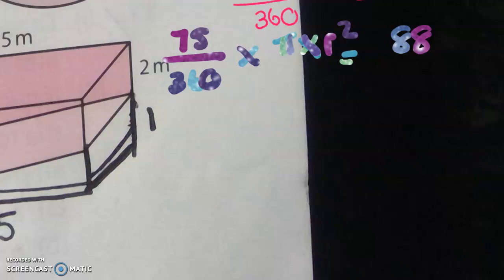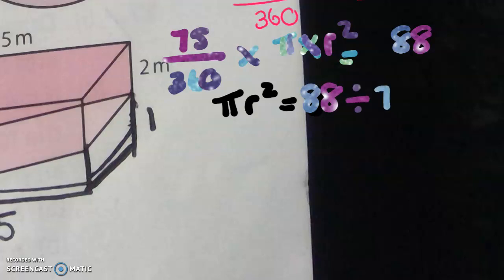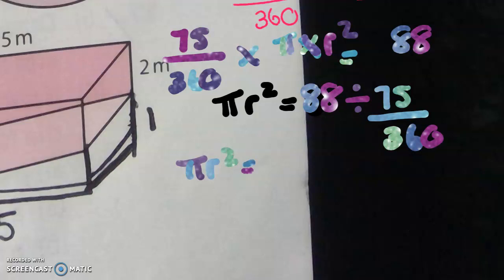Okay, so on my next line, I'm going to get r squared on its own, because that's what I'm trying to find. So I'm going to bring over the 75 over 360, which is being multiplied by pi r squared. Bring multiplication over the equal sign and it becomes division. So pi r squared equals, I think it's 144 from what I remember from this one, divided by 75 over 360. Is it? Oh, sorry, it's 422.4.